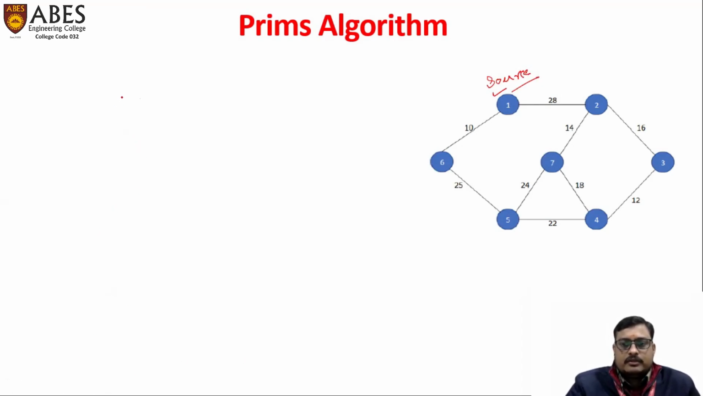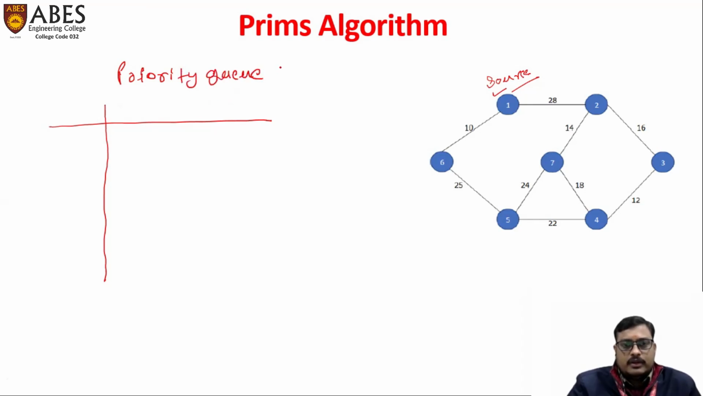So here we will create one priority queue. Let's say this is the priority queue Q. And we'll put all the vertices here. So vertices are 1, 2, 3, 4, 5, 6, and 7. So these are the vertices.